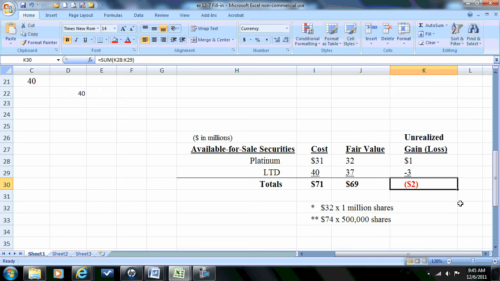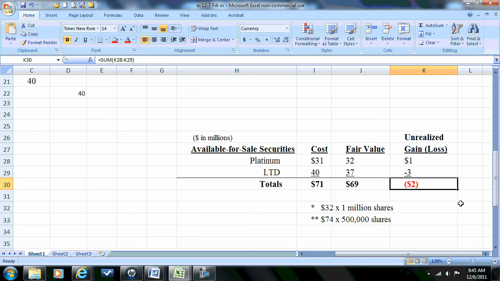The unrealized loss of $2 million will not impact the income statement. Since these are available for sale securities, the effect will be on other comprehensive income. So the bottom line is we have a decrease in the value of the assets that we're going to be reporting, of $2 million, so total assets will be reduced by $2 million. We will not recognize net income, so retained earnings is not affected in the equity section.